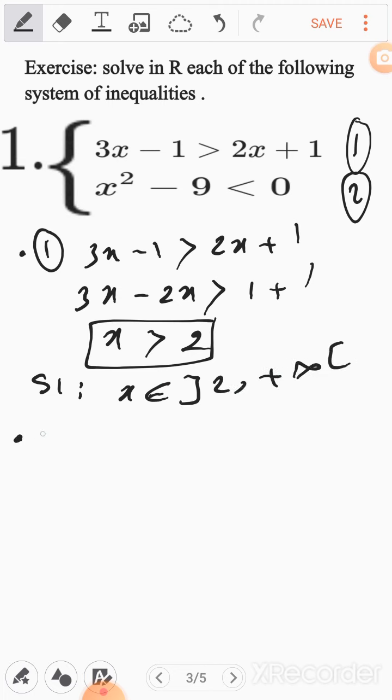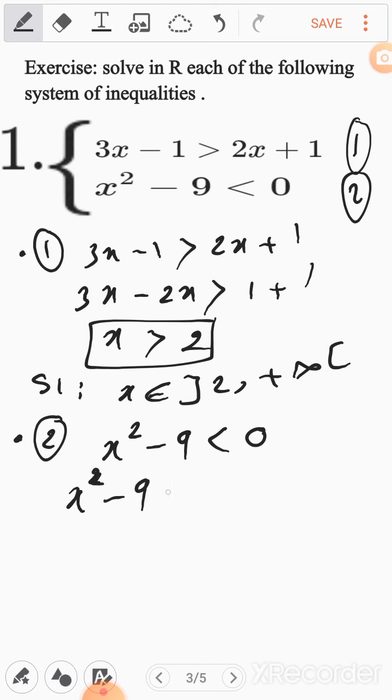Now the second step, you have to solve the second inequality. x squared minus 9 is less than 0. This is a quadratic inequality. You can solve it using the previous video. x squared minus 9 equals 0.